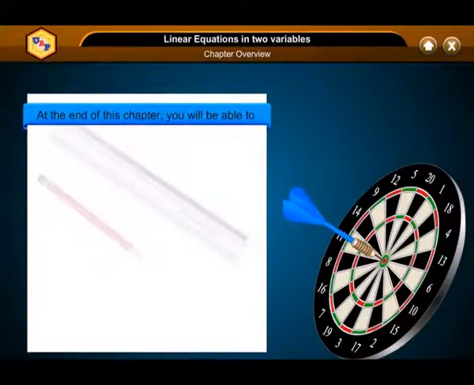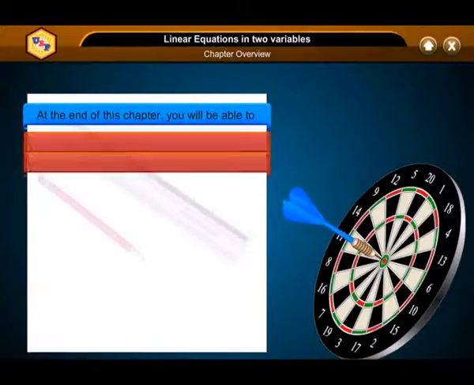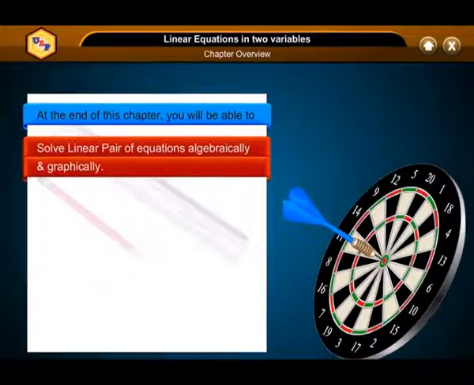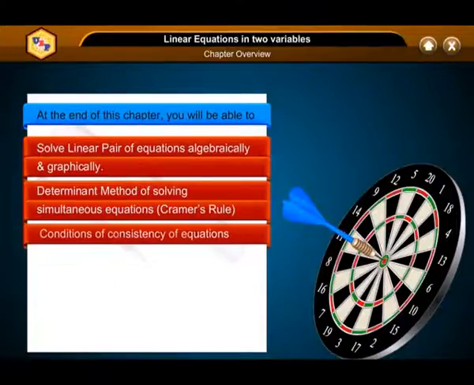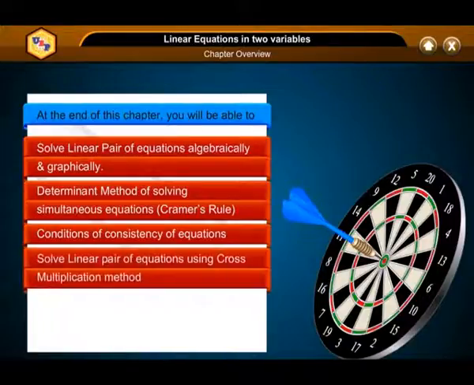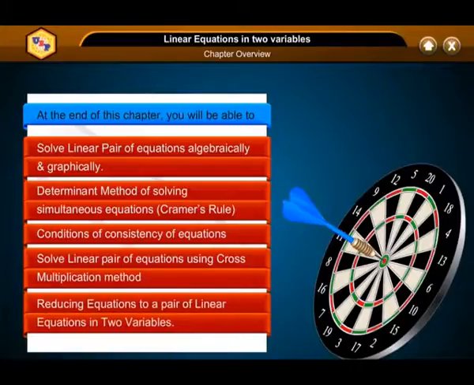At the end of this chapter, you will be able to solve linear pair of equations algebraically and graphically, use the determinant method of solving simultaneous equations, Cramer's rule, conditions of consistency of equations, solve linear pair of equations using the cross multiplication method, and reduce equations to a pair of linear equations in two variables.